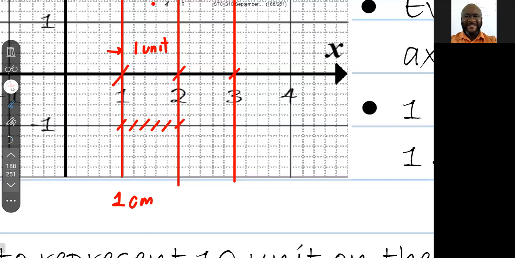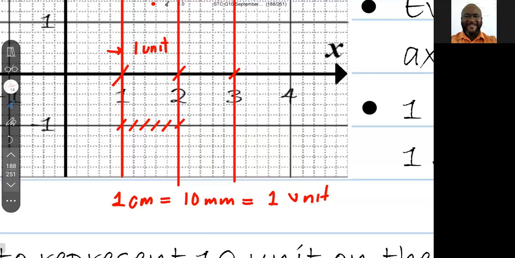1 centimeter is representing 1 unit. All right, before that, 1 centimeter, which is 10 millimeters, is representing 1 unit. And we'll get that information from the scale.